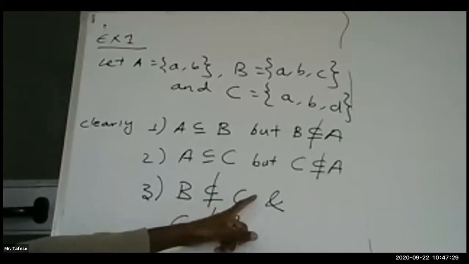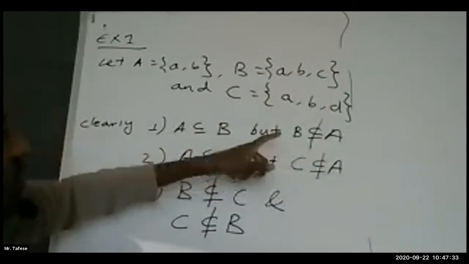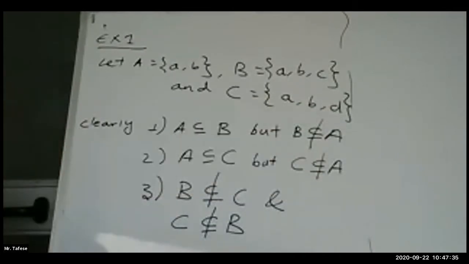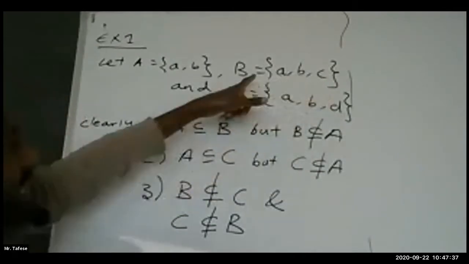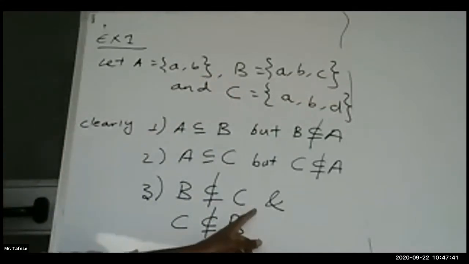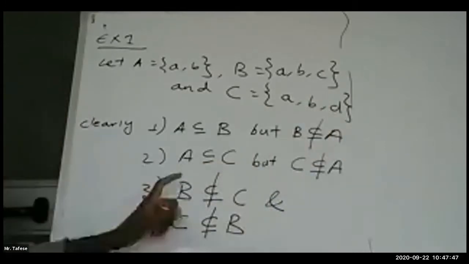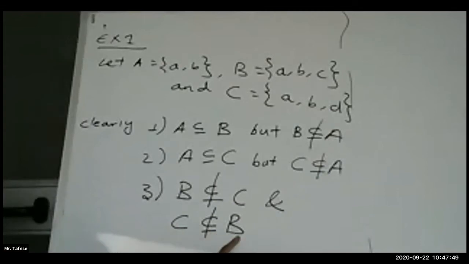Why is B not a subset of C? Because element C is not found in set C. Element C, small c, is found in set B, but not in set C. The same is true for the second one. The element small d is found in the first set C, but not found in the second set B. So this is example number one.